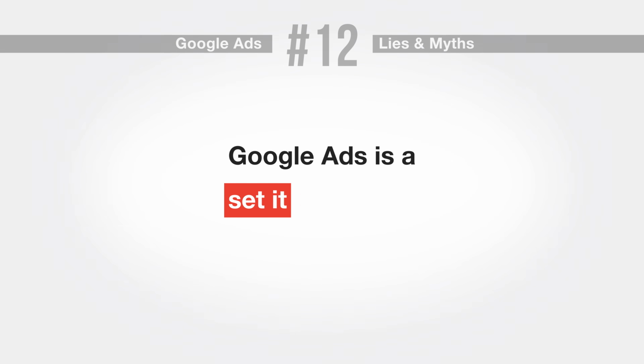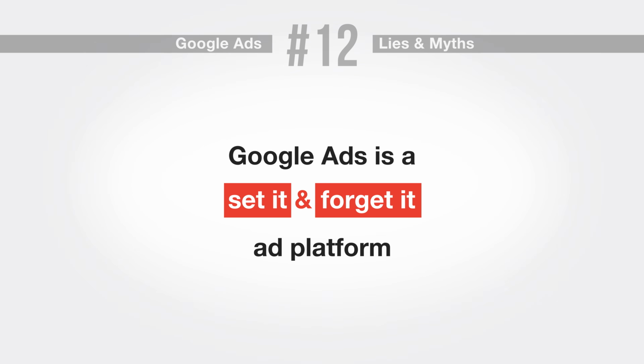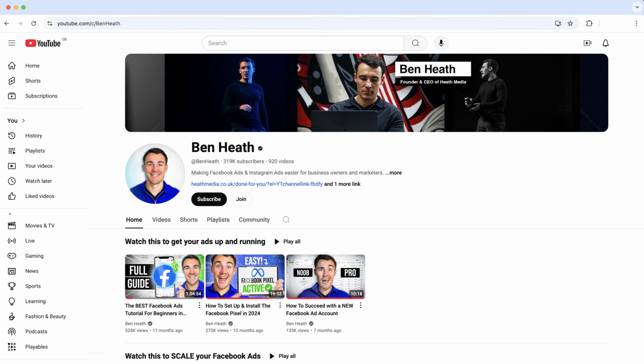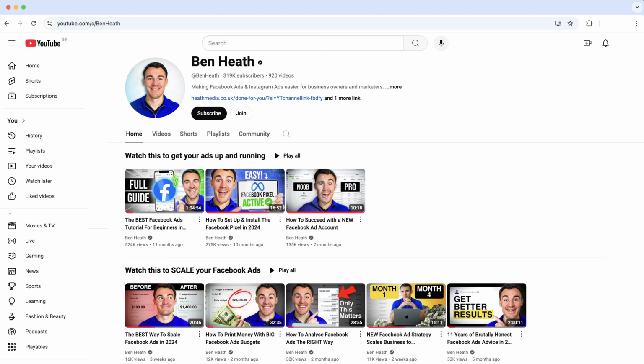Okay, number 12. Google Ads is a set it and forget it ad platform. Now, this is one where I see this happen a lot, where people come from the Meta advertising world, which, like I said previously, I've got a channel all about Meta advertising and have operated in that space as well for a long time. And they come over, and with Meta ads, because it's all sort of interruption advertising, you get ad fatigue happen quite a lot.